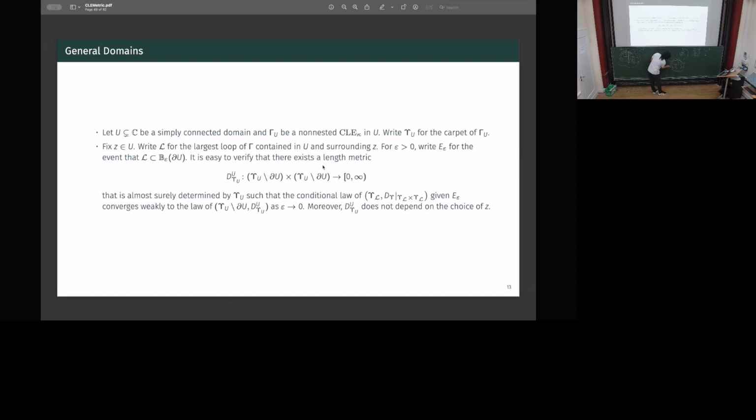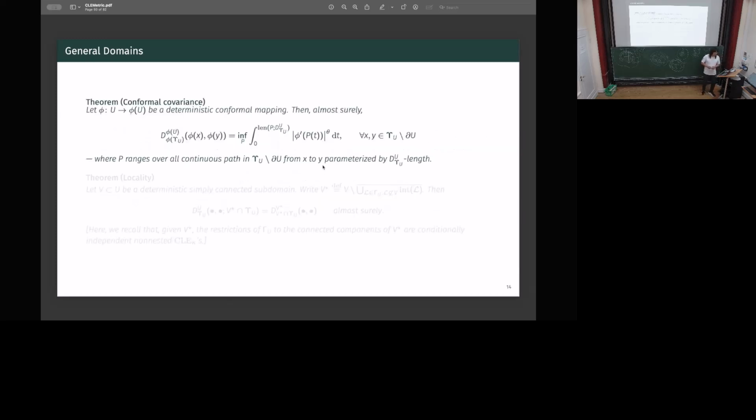And if some part of the domain boundary is too rough, then it is possible that some points on the boundary have infinite distance to any other points. So only in the case that the domain boundary looks like an SLE loop can we define the metric also on the boundary. So for a general domain, we only have the carpet minus the domain boundary.